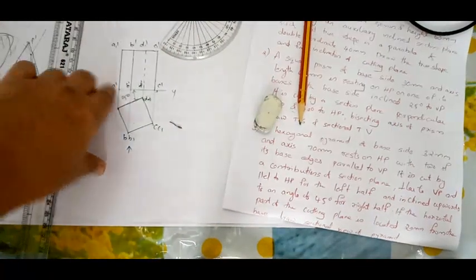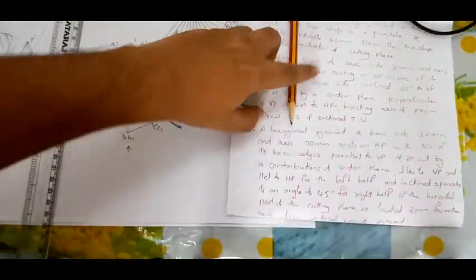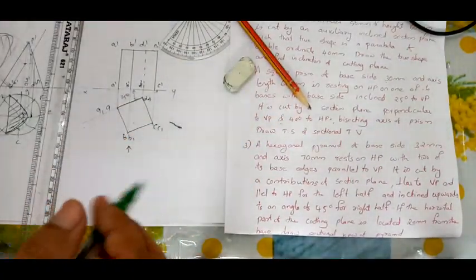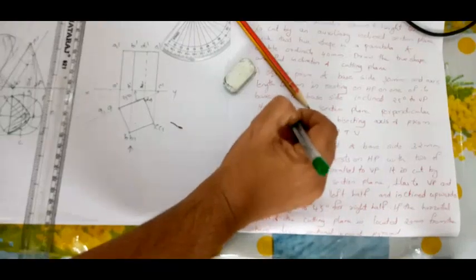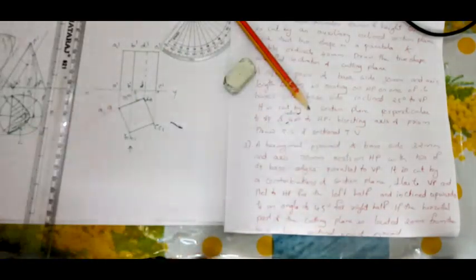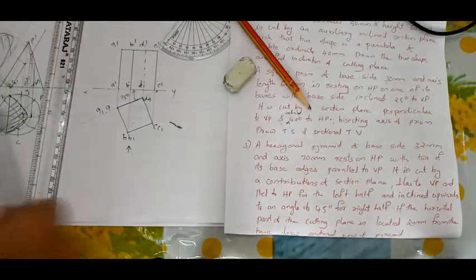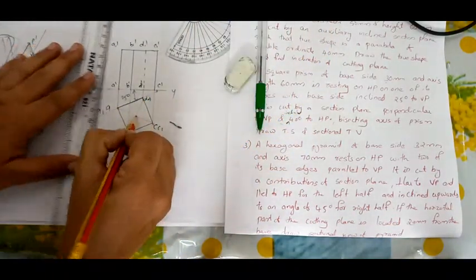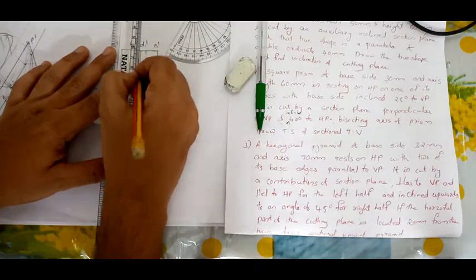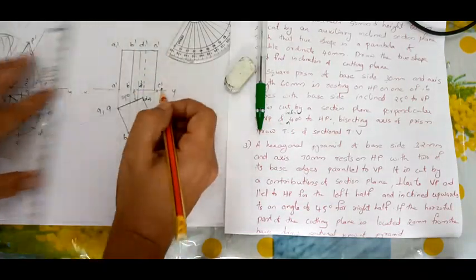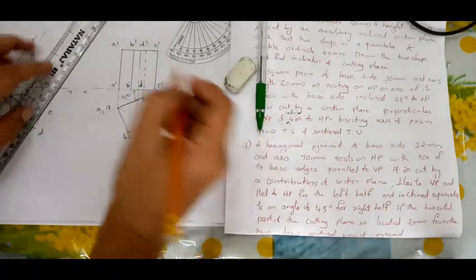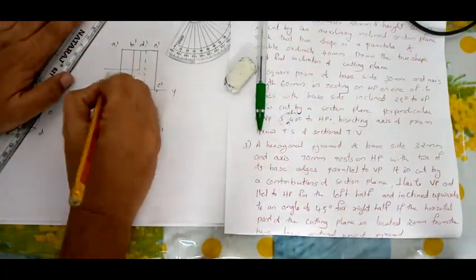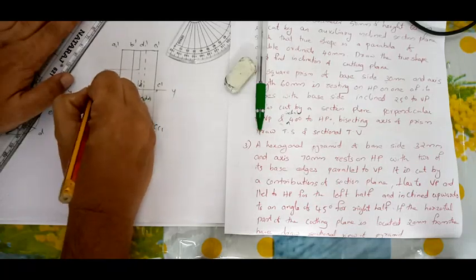Now it is cut by a section plane perpendicular to VP and inclined. Sorry, I have not mentioned inclined. So here it is inclined 40 degrees to HP, bisecting the axis of the prism. So here you have to draw the axis also. How to find the axis? Draw the diagonal. This will be your axis, right? Bisecting the axis means half. The axis is 60 mm, so take 30 mm on the axis.